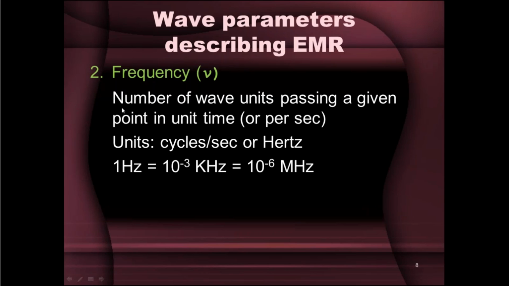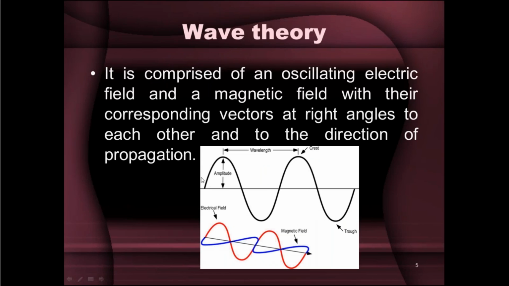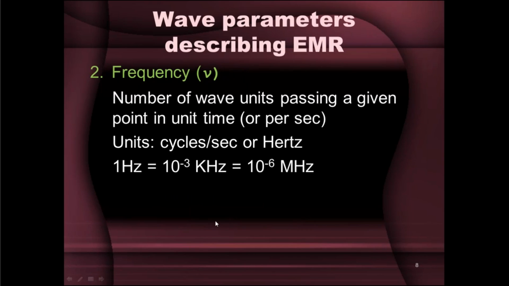What is frequency, or how is it defined? As the number of wave units passing a given point in unit time, or passing a given point per second. So in 1 second, how many wave units pass through a given point? I'll just show you what a wave unit is. Suppose you're starting from this point, and till here is one wave unit. One crest followed by one trough. This is one wave unit. So how many of those wave units pass a given point in 1 second?